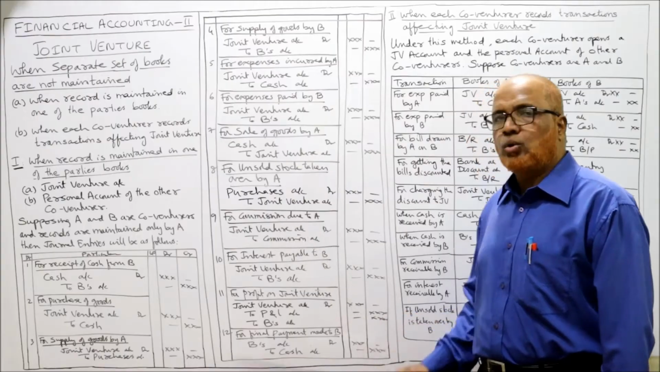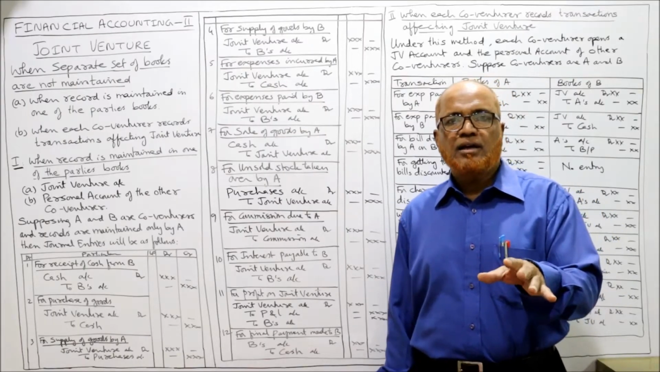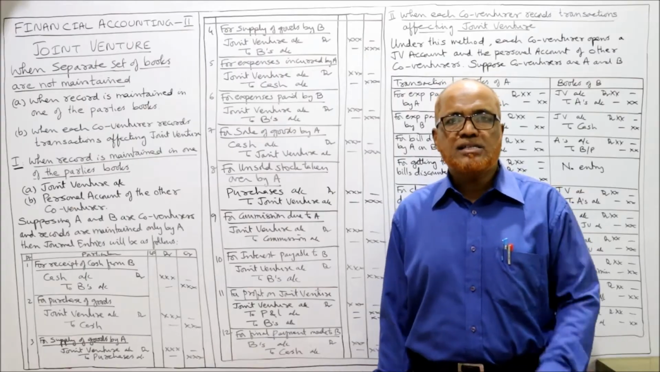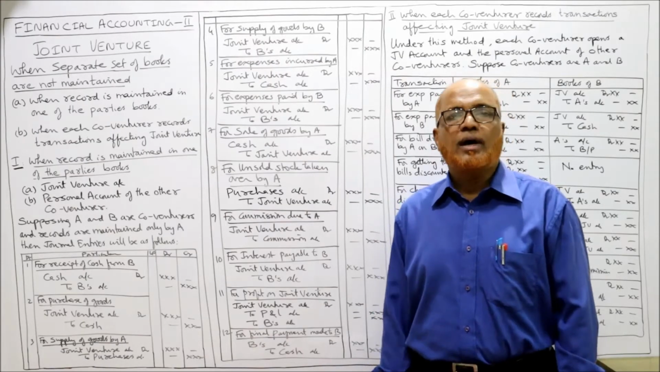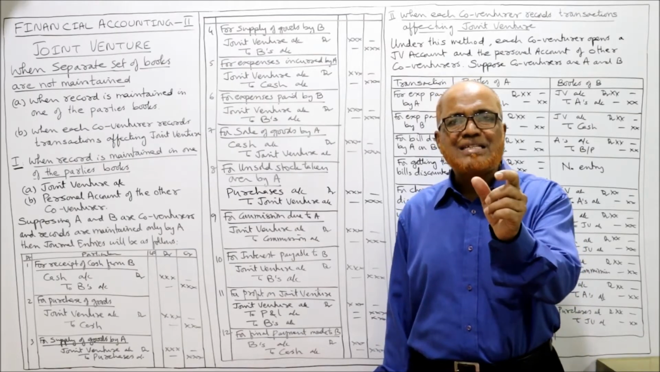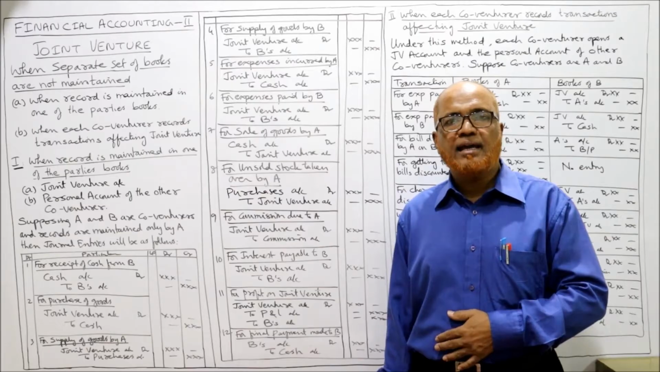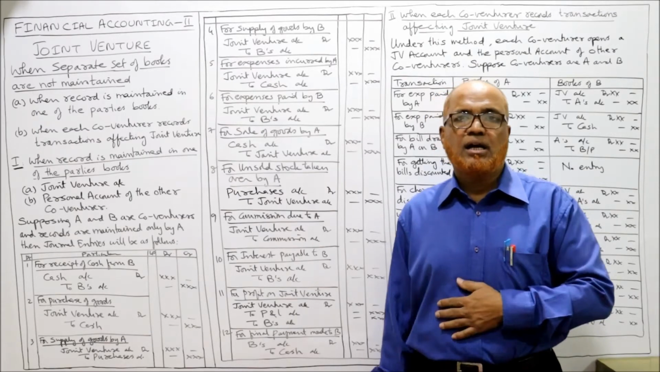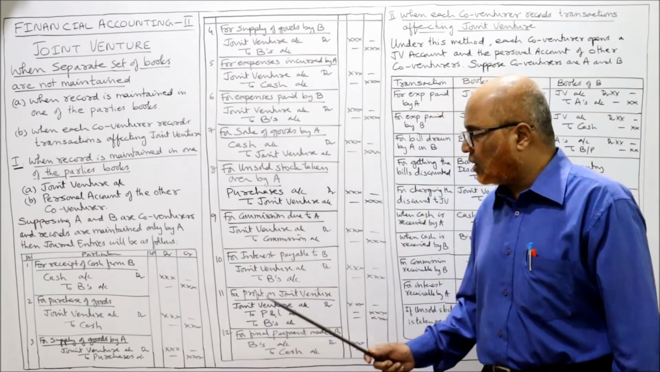For commission due to A, according to the agreement between A and B, it is specified that commission should be paid to A. So entry will be joint venture account debit to commission account. For whom is this commission a gain? For A. A is getting the commission, so commission account will be created. Joint venture will be debited.